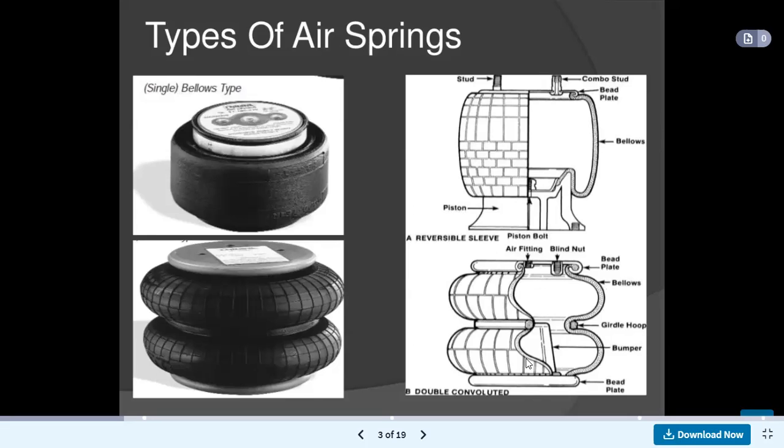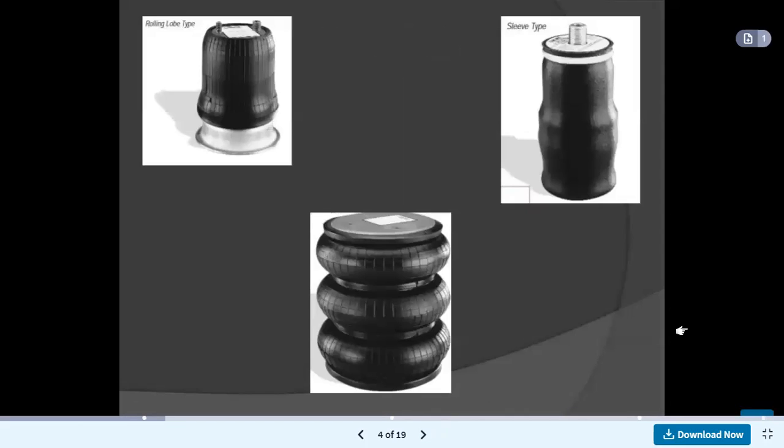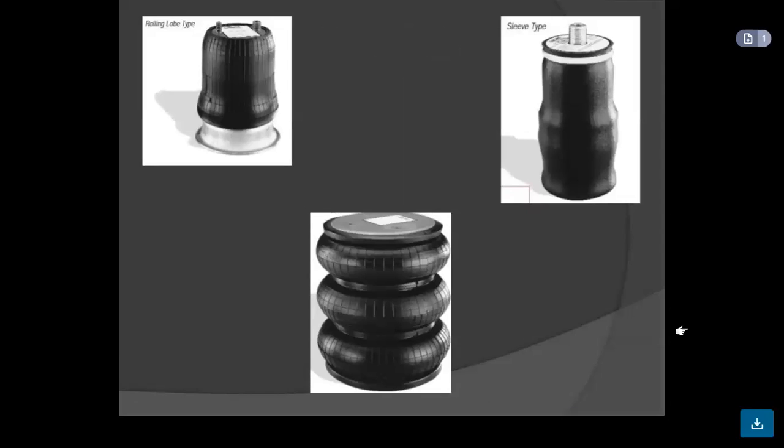So this is called the double convoluted type of air spring, and this is the single or reversible sleeve type of air spring. The second type is the rolling lobe type. The next is the sleeve type. These are other types of arrangement of air spring.